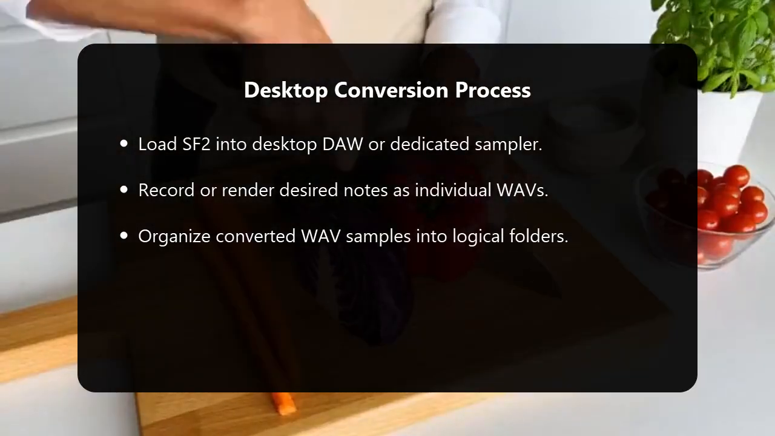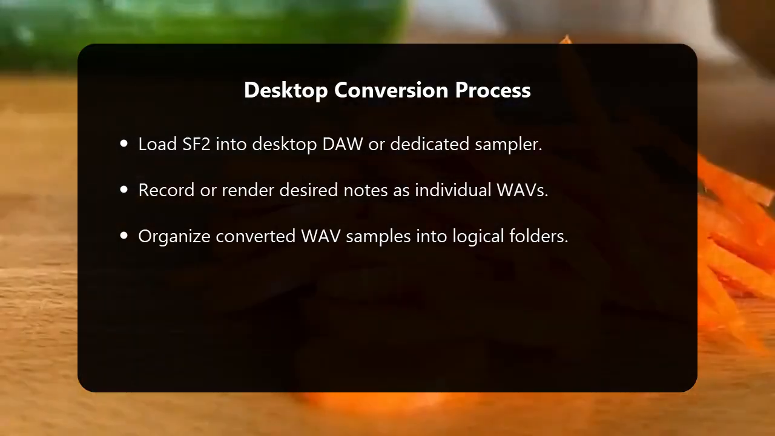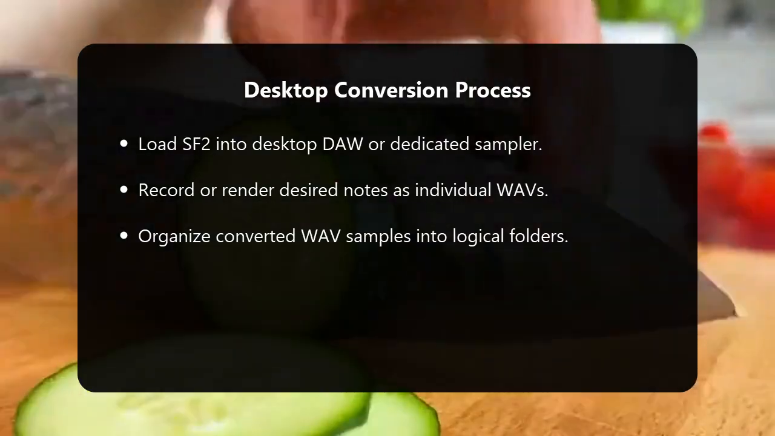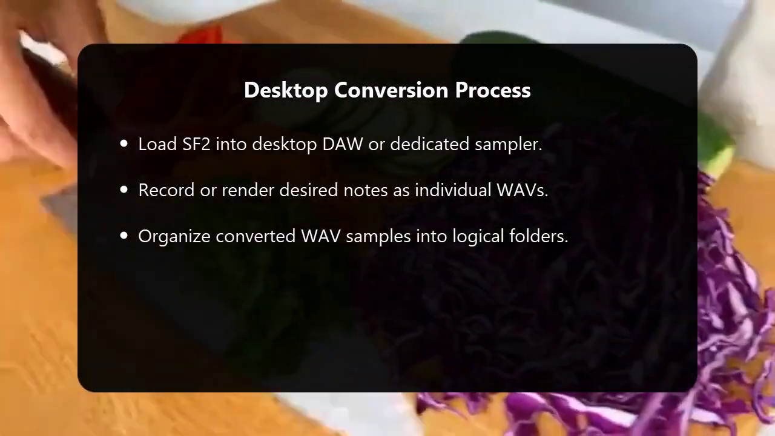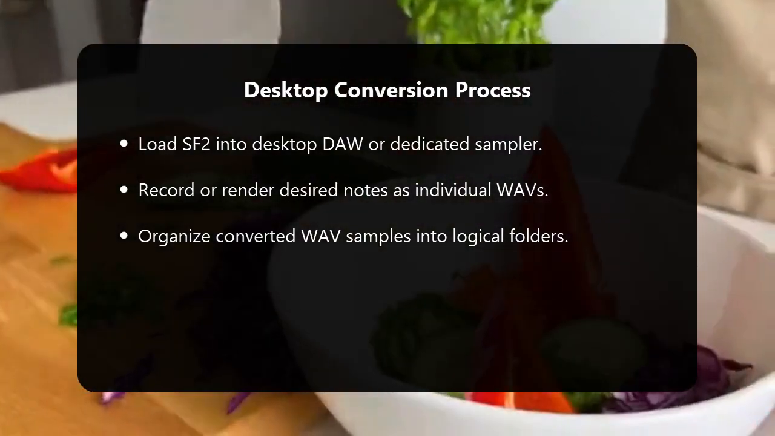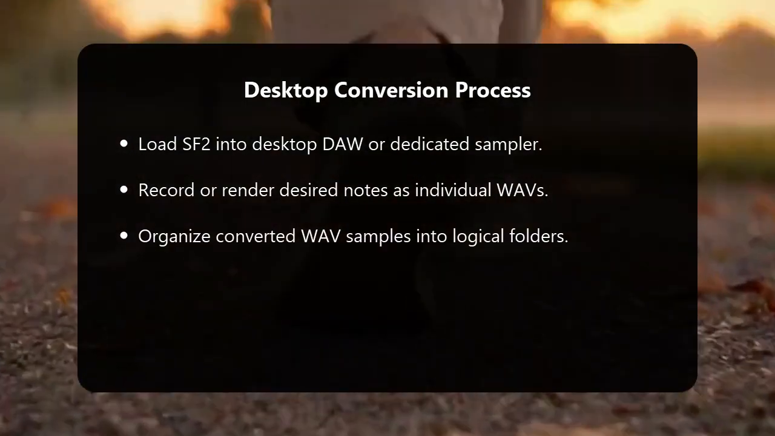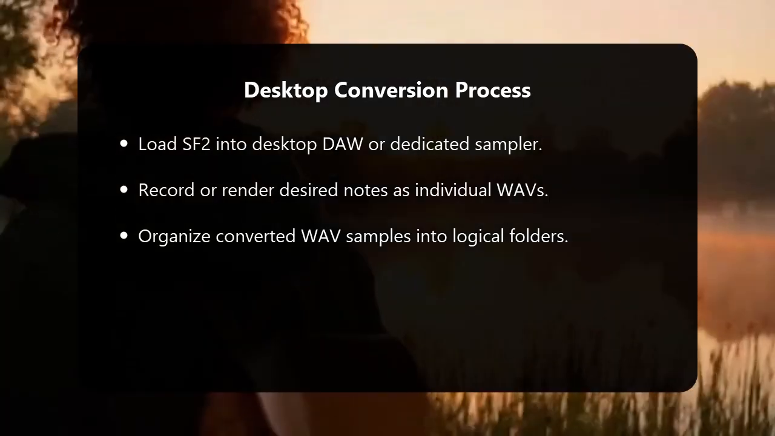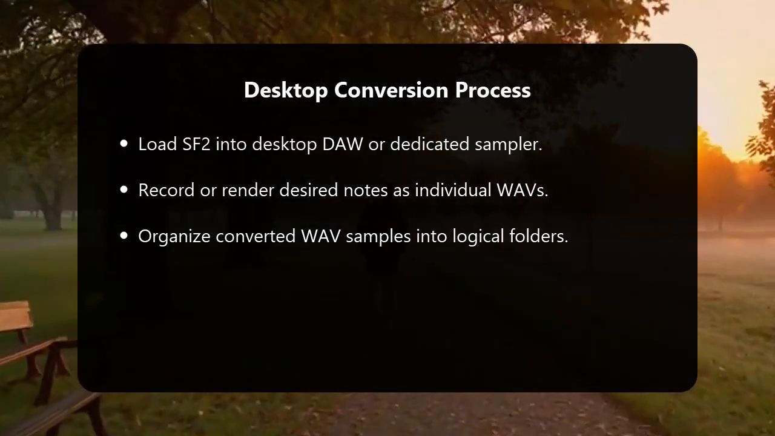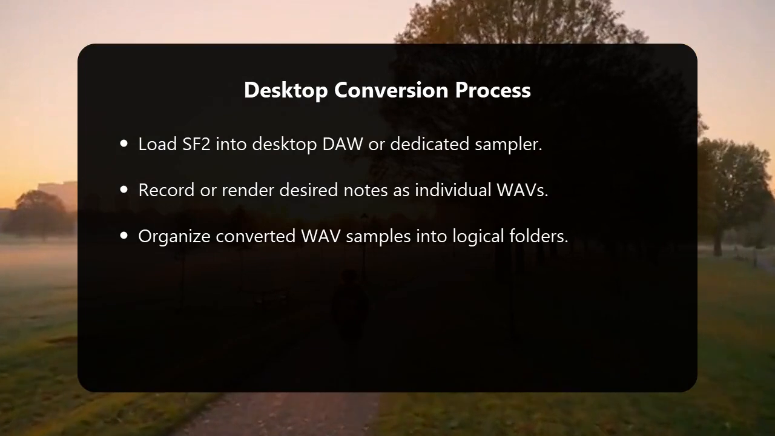The key here is to play the desired notes across the range you intend to use and record or render these individual notes as separate WAV files. For instance, if you have a piano SoundFont, you might play and record C3, C#3, D3, and so on, perhaps every third or fourth semitone, to capture the character of the instrument across its playable range.